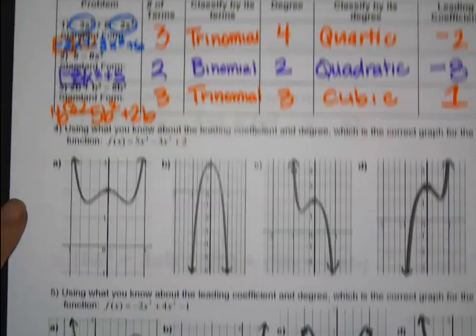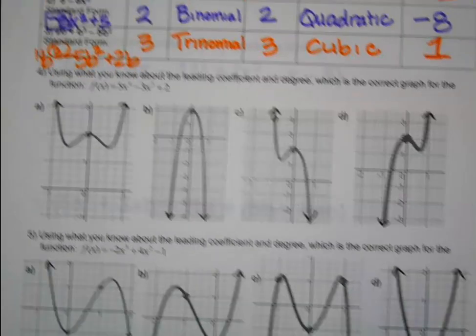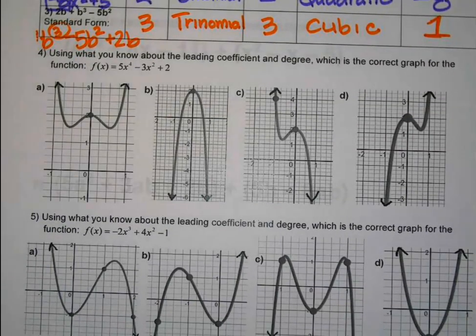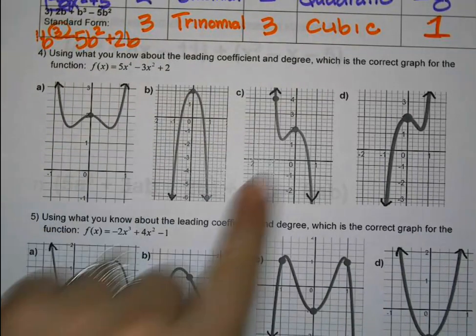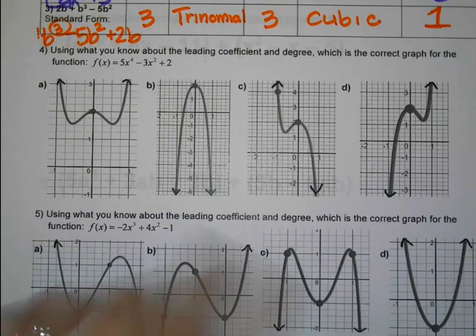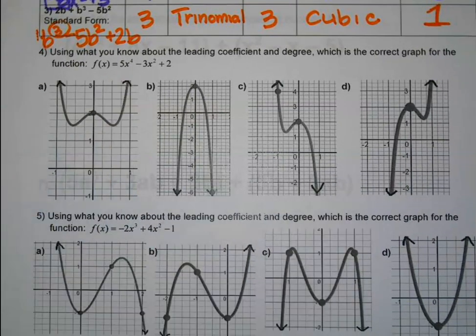Okay, now that we've learned stuff about leading coefficient and degree, let's see if you understand how you can use that if you had a multiple choice test and we wanted to see if we could figure out which graph it is using what we know about the degree and leading coefficient. So I would pause the video and see if you know, given this equation here, which is the correct graph.